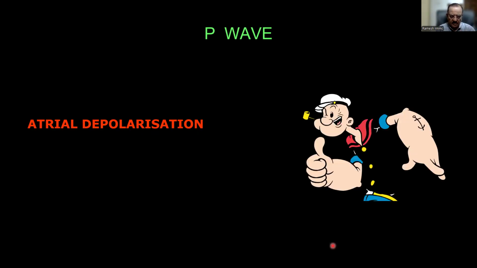Right. Now tell me, which atrium? Right atrium or left atrium? Both. Correct. Exactly. Even though the sinus node is in the right atrium, the P wave represents the overall biatrial depolarization. Usually they depolarize at the same time. So it represents biatrial depolarization.